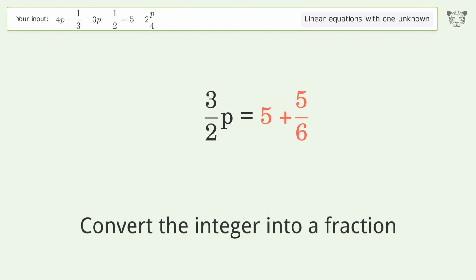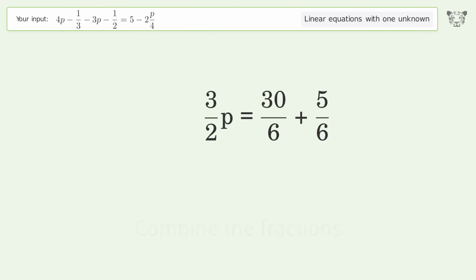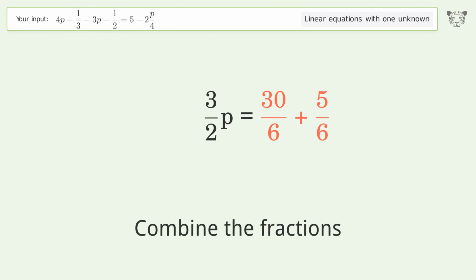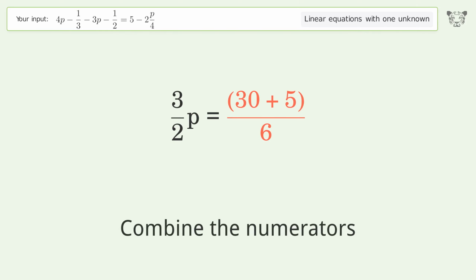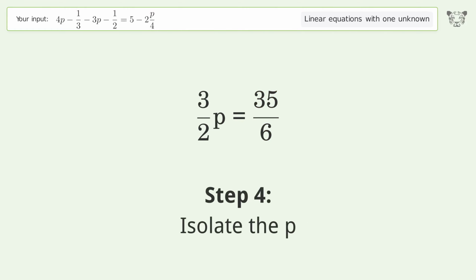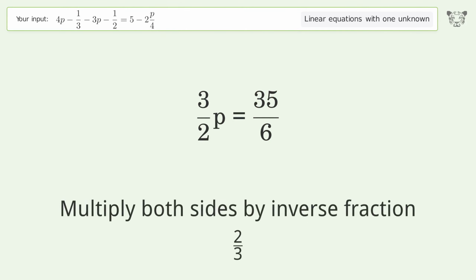Convert the integer into a fraction. Combine the fractions. Combine the numerators. Isolate the p. Multiply both sides by inverse fraction 2/3.